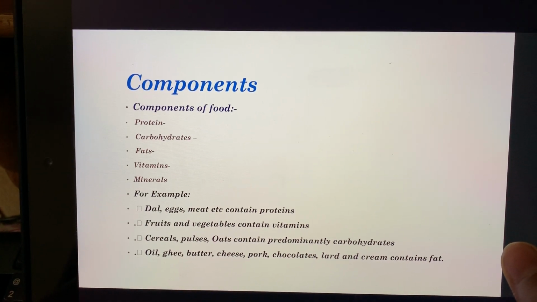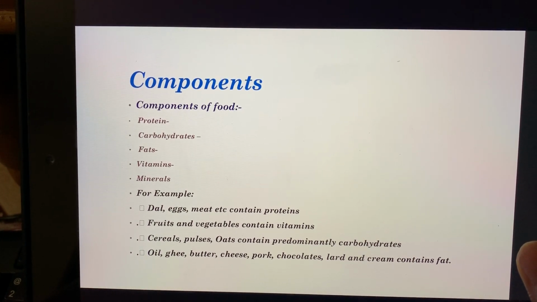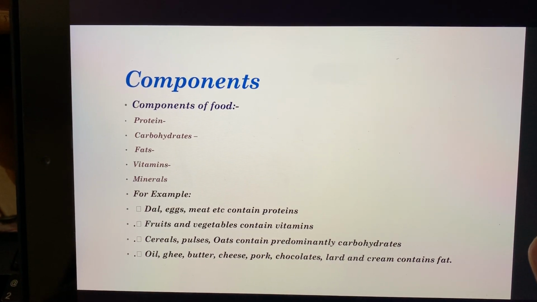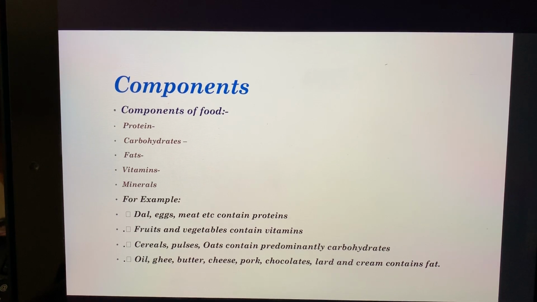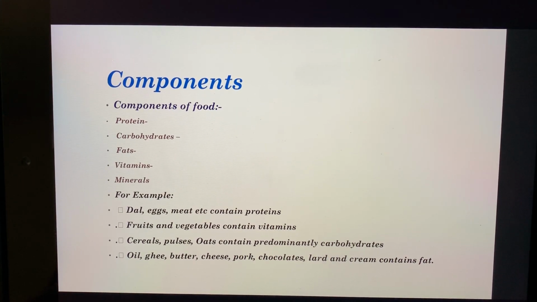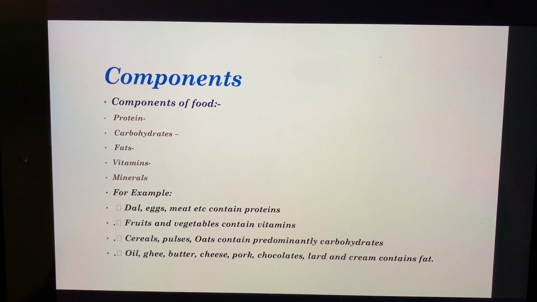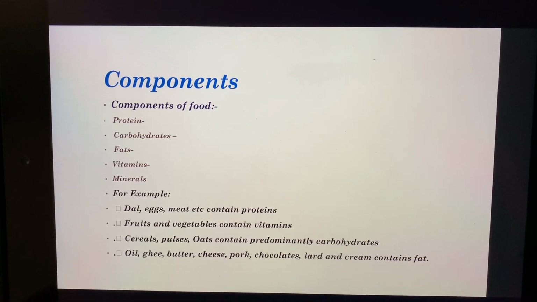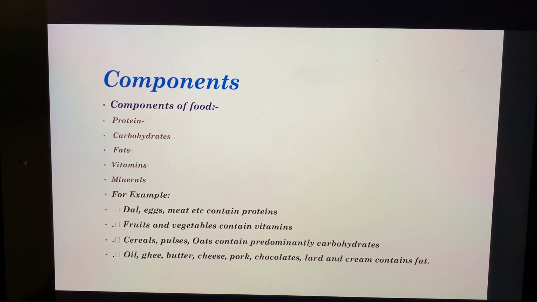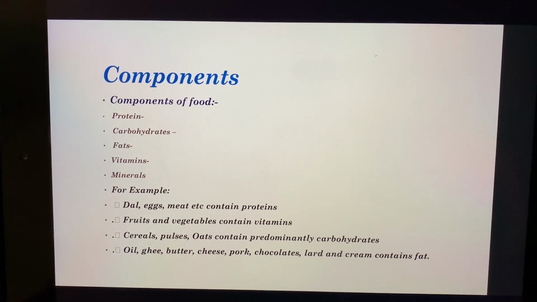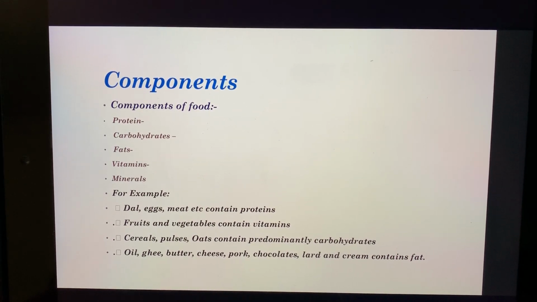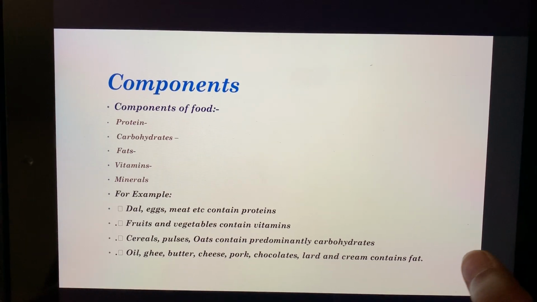So now let's look into the components in detail. They are proteins, carbohydrates, fats, vitamins and minerals. Now you all know these food items that we eat: dal, eggs, meat, and they give us proteins. Vitamins can be obtained from fruits or vegetables. Carbohydrates can be received from cereals, pulses or oats. And oil, ghee, butter, cheese and so on can give you fat.